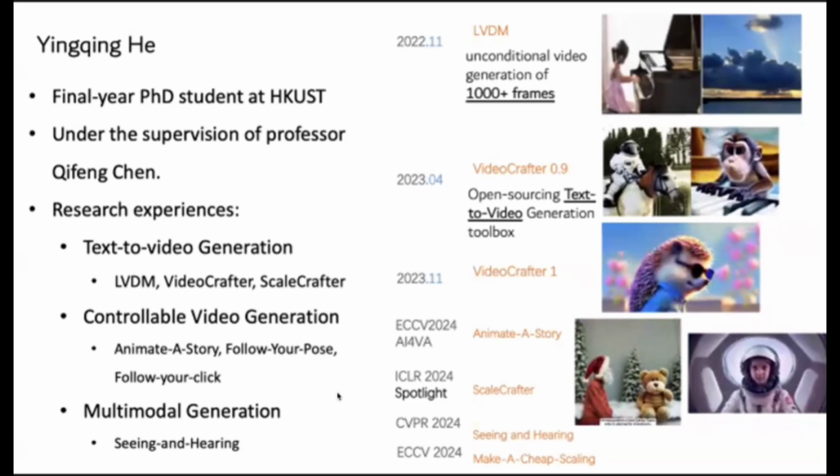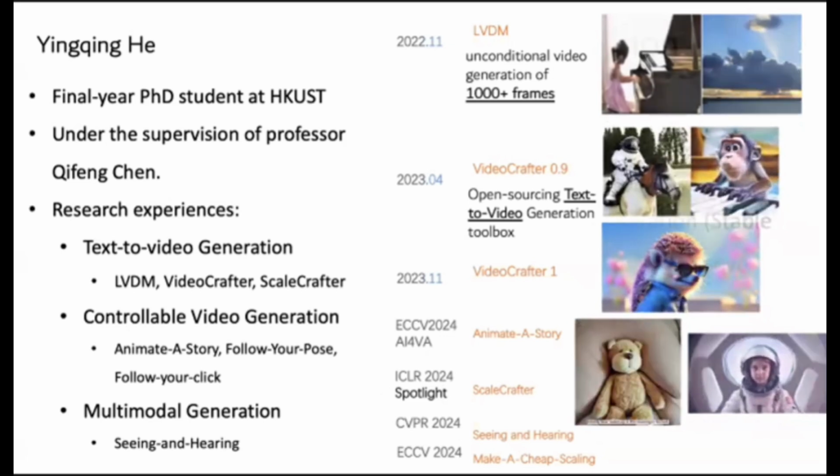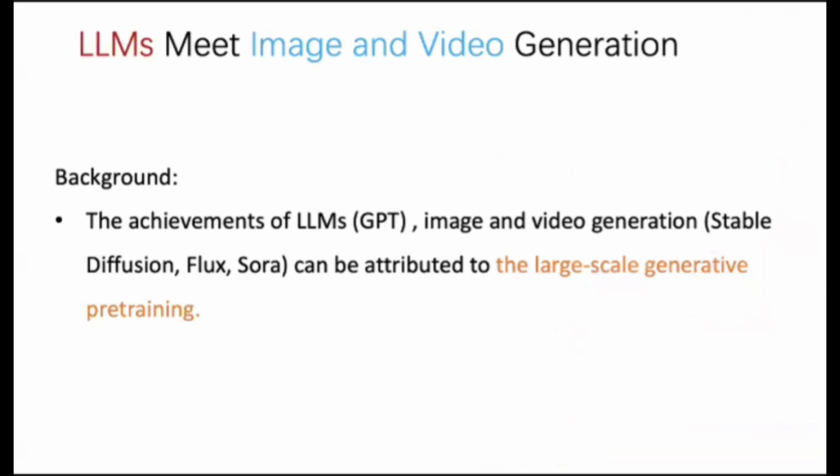Okay, today's topic is about large language models with image and video generation. So let's first have a general overview of the background. In short, the achievements of large language models like the GPT family and also image and video generation like Stable Diffusion, Flux, and Sora can be attributed to large-scale generative pre-training.